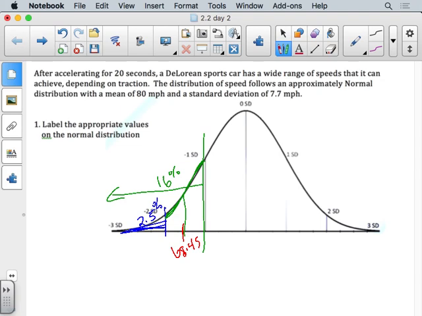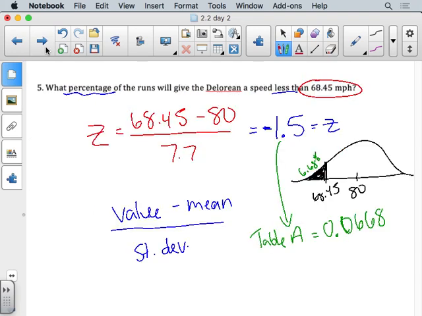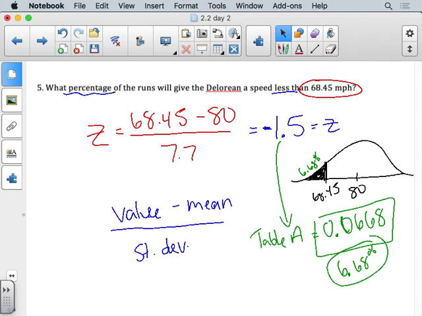I need to use my table to get a better estimate. So our answer is that right there, or you could write it as 6.68%. Either way, you should get comfortable with the decimals, and you can just leave it as a decimal, that's fine. A lot of the times they give you answers in decimal form, like multiple choice. So then that is our percentage, that is our value.